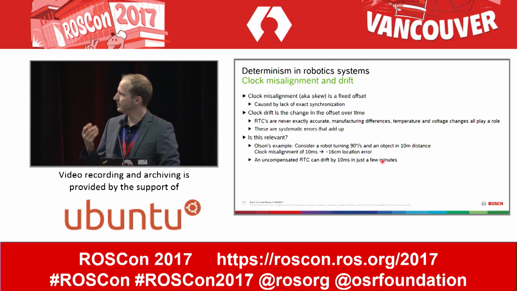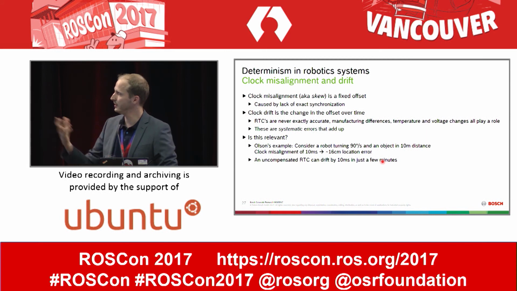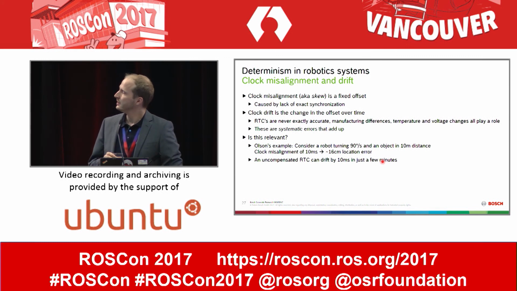And we see the example here by Olsen. If you are turning 90 degrees per second, which is actually not that fast, and you have an object at 10 meters distance, a clock misalignment of 10 milliseconds gives you 16 centimeters of location error. And 10 milliseconds on an uncompensated real-time clock can happen in just a few minutes, really. I'm not kidding.